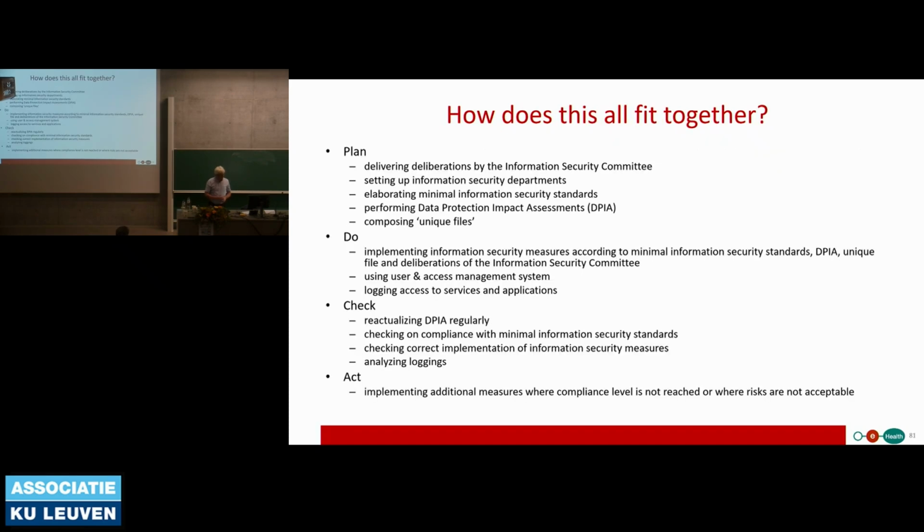Okay, so to conclude, how does it fit together? We are trying to plan things, we are setting up these information security departments, we have the security standards, we have the data protection impact assessment, we implement the security measures, we train the people, we check whether the conditions of the information security committee are met. We have the services that we put at the disposal, user and access management, controlling access, organizing encryption, and so on. We check regularly whether these systems are working, and we implement additional measures when it is necessary.